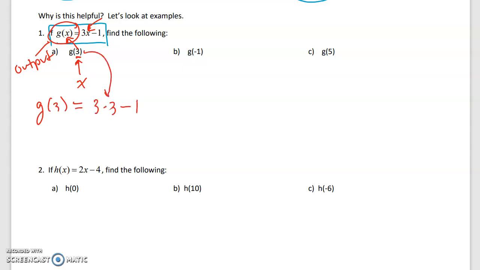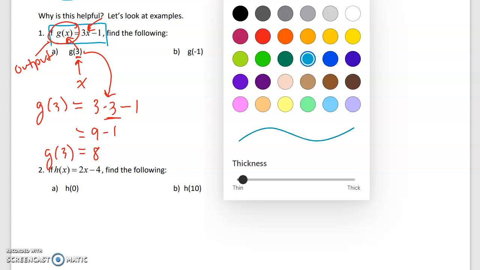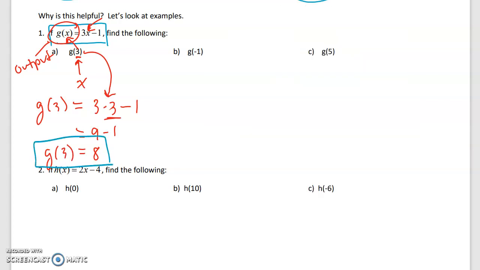Again, it was 3x minus 1, so I replaced the x with 3. Now I'm just going to use my PEMDAS, 9 minus 1, and that is 8. And g of 3 equals 8. So the cool thing here is that we now know both the input, 3, and the output, 8, for this particular function. And this actually gives us, again, the ordered pair, (3, 8).